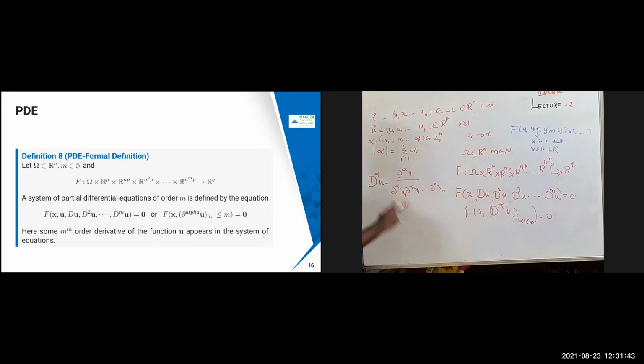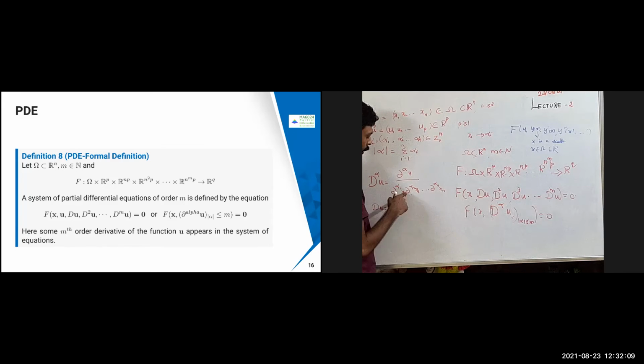See, I'm taking du. What is du going to be? Du is going to become everything of order 1. Therefore, what are the possibilities I'm going to have? So mod alpha equal to 1 means I can put alpha 1 equal to 1, and the remaining ones I can put 0. Therefore, I'm going to have dou u by dou x1.